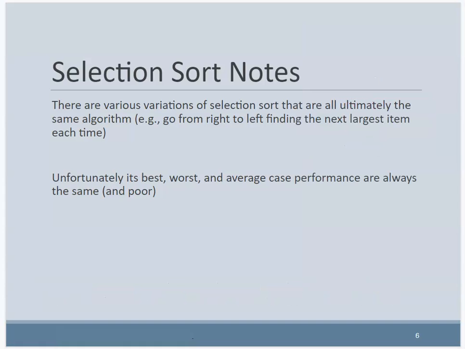So one note about selection sort is that there are various variations of selection sort, but they're all ultimately the same algorithm. And unfortunately, its best, worst, and average case performance are always about the same and pretty poor. That's because it always visits every item in your array to check, is this smaller, is this smaller, and it just continues. So selection sort is not something that you will see in the real world being used right now, but it is an algorithm that is assessed on the AP test, and it's pretty straightforward to understand.